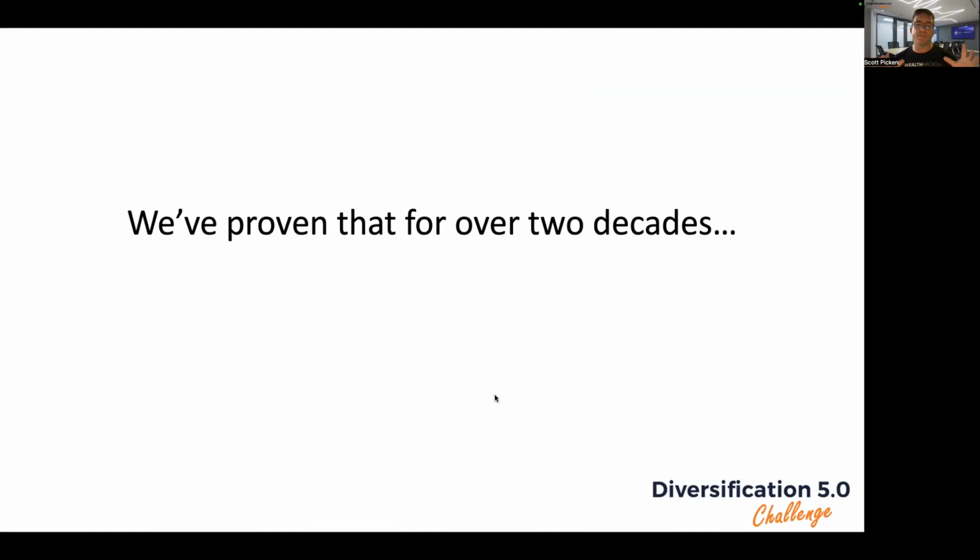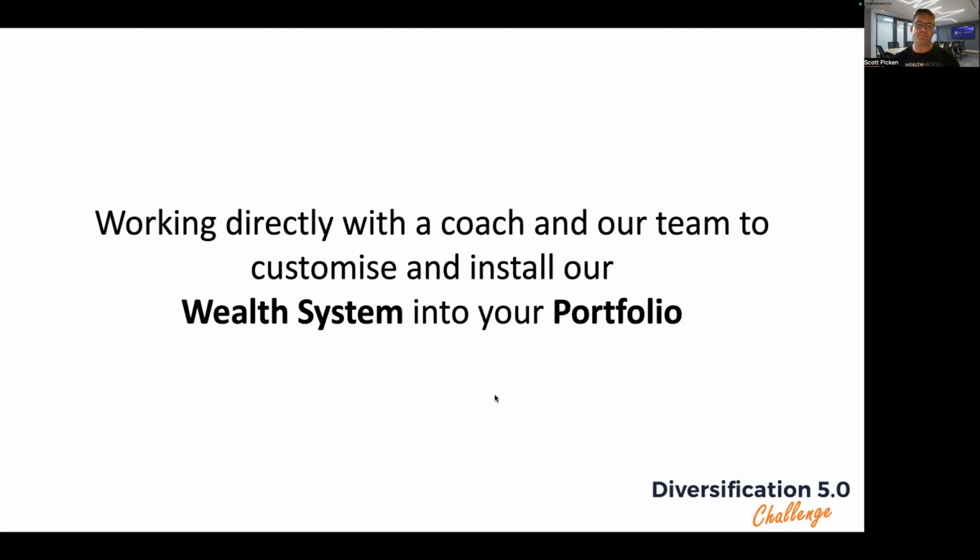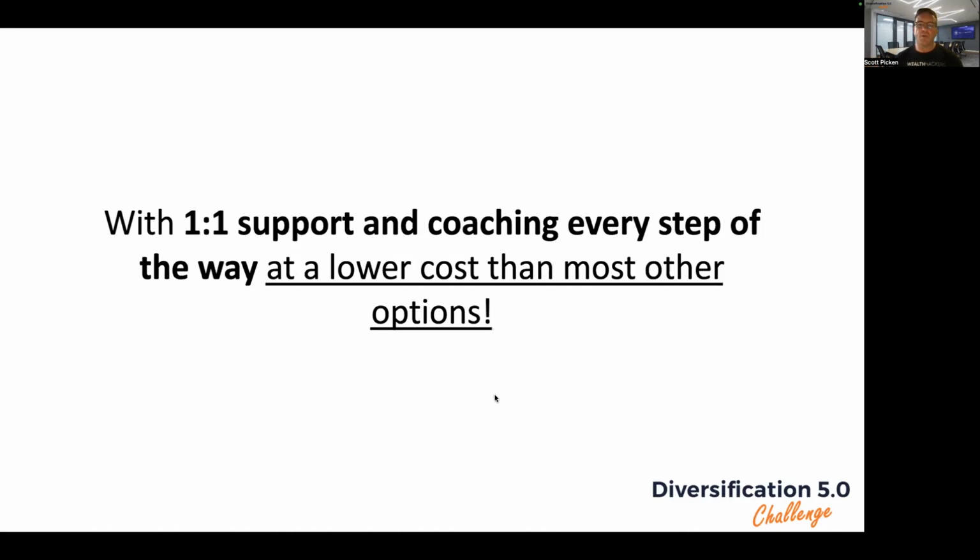And what's more important is that for over 2 decades, we've been doing this, and we've helped many, many people do it already. But what we wanted to do was to come up with a more effective option, because what we've learned is that the majority of people that say they're going to do it don't actually do it. And so we decided how can we work with a coach and a team to actually help people get their wealth system and build their portfolio? How do we have one-to-one support and coaching every step of the way, but do it in a low-cost option?